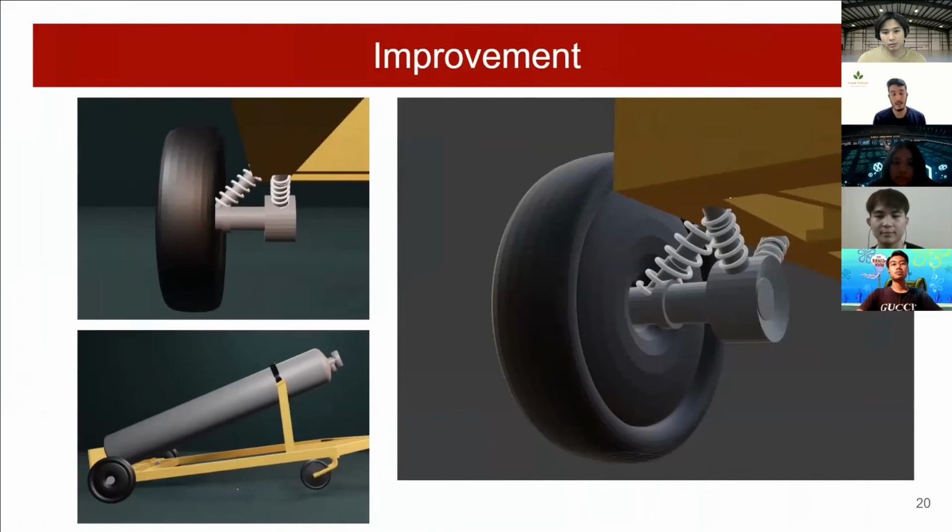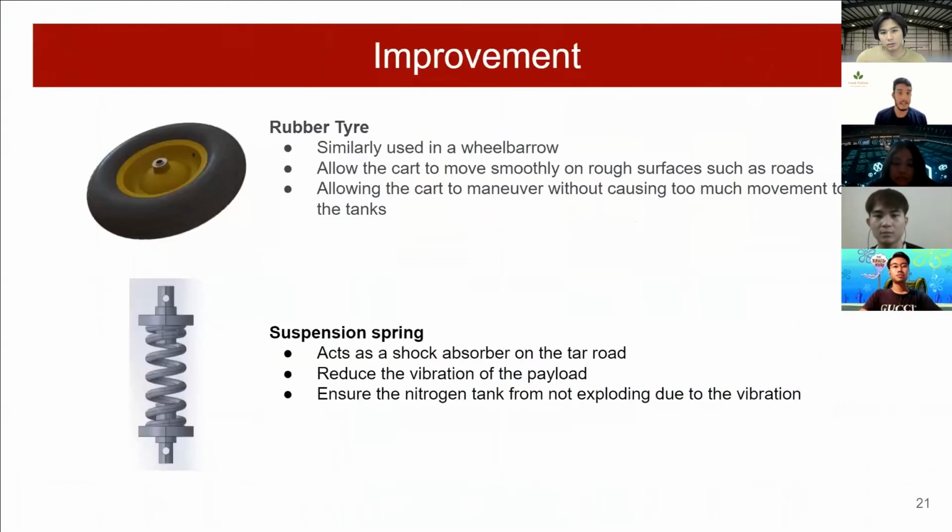So as for improvements, the two main improvements that we worked on are, first, adding a rubber tire instead of the hard tires that were used on the real model. This is because it allows the cart to move smoothly on a rough surface such as tarmac or any road, and it allows the cart to maneuver without causing too much movement to the tanks themselves. The tire here is similar to the one used in a wheelbarrow, so it's easily obtainable.